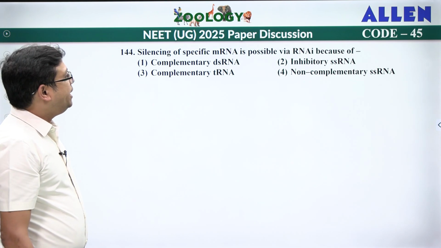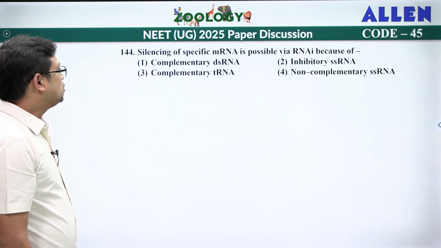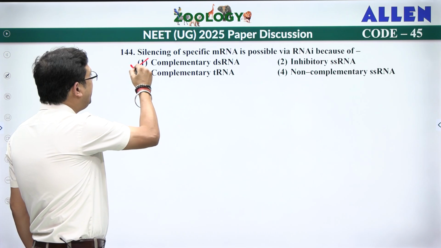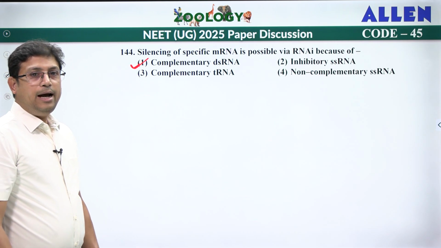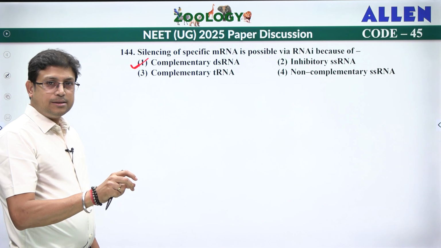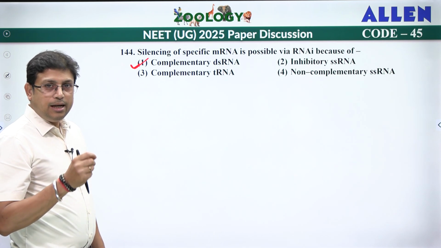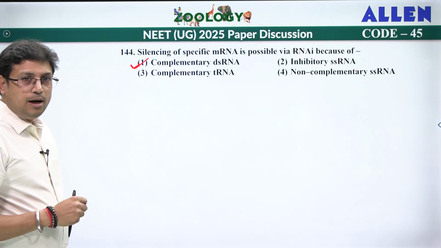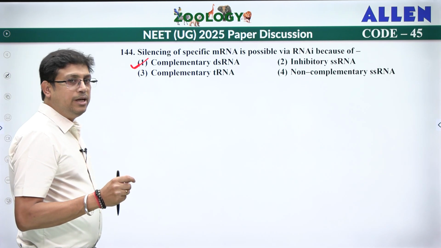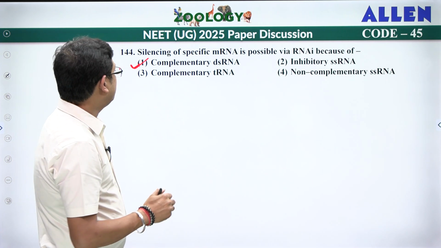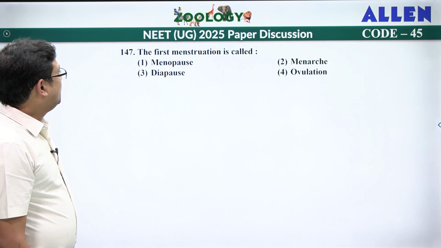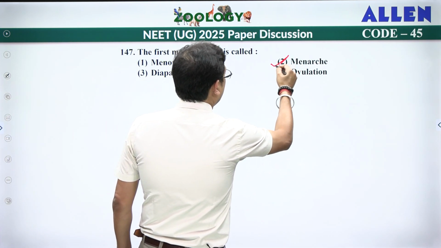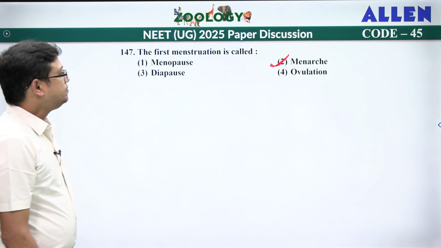Silencing of specific mRNA is possible via RNAi because, so here what happened? We are creating complementary double-stranded RNA which is being cut by Dicer, right? And then ultimately they will make this complementary double-stranded RNA into single-stranded RNA which will form complementary base pairing with the pathogenic mRNA. Thus, pathogenic mRNA is silenced. They cannot be translated. So, answer is 1. The first menstruation is called menarche, this is the direct question, and the last one is called menopause. Next.